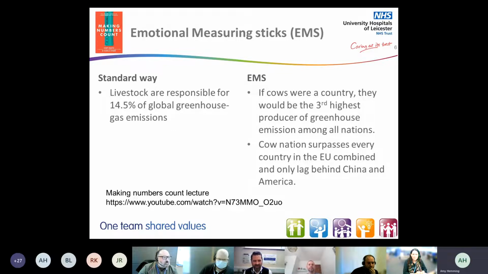But obviously, as we talk about sustainability and making things neutral, if you look at this a different way, he said if cows were an actual country, they would be the 3rd highest producer of greenhouse gases of all nations. And actually, the cow nation surpasses every country combined in the EU together, and they would only lag behind China and America. So that to me really made me sit up and notice that actually there is a lot of global greenhouse gas emissions coming from our livestock.